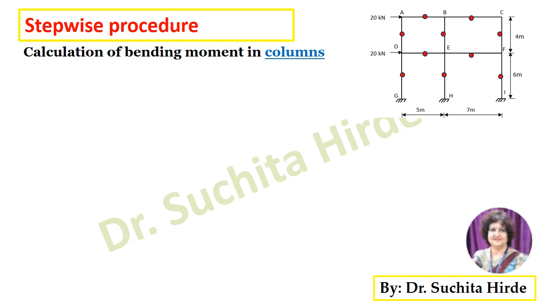Next step is to calculate the bending moment in columns. So for calculating bending moment in columns, we have to apply the equation: sum of column moments is equal to sum of beam moments at each joint. Let's see how we can apply this condition.